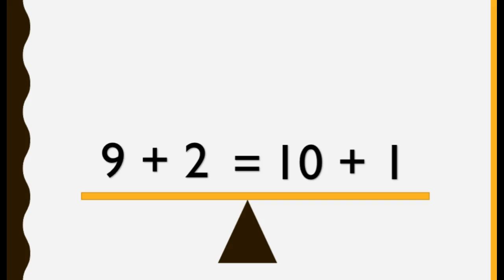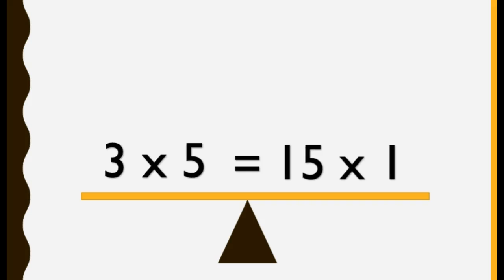So this is when it gets a little bit bigger. We can see here 9 plus 2 equals 10 plus 1, right? That's pretty simple. 9 plus 2 is 11, and 10 plus 1 is 11. So they're equal. It's balanced. And that is an accurate equation. Here's another example. 3 times 5, well, we know that's 15. And 15 times 1, that's 15. So this is an accurate equation. Both sides are balanced.